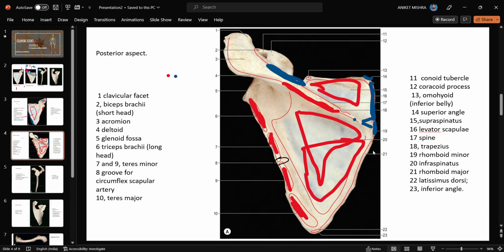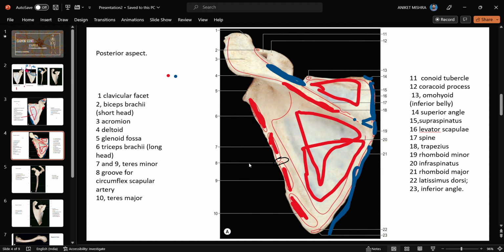This is the place for the rhomboid major. The rhomboid major is inserted into the medial border between the root of the spine and the inferior angle. Here the muscle is going to insert.